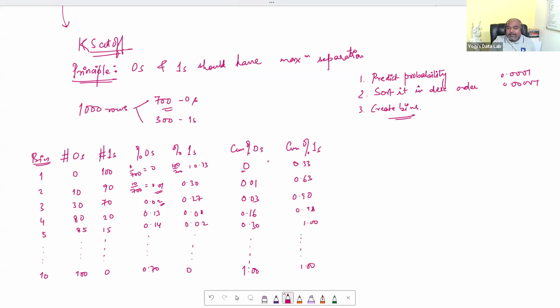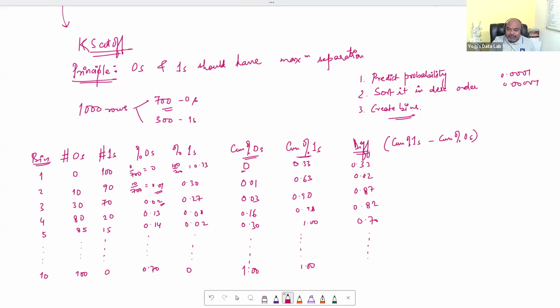Now, what I have seen here is I have got the cumulative percentage of zeros and cumulative percentage of ones. So I'll go ahead and calculate the difference. The difference is cumulative percentage of ones minus cumulative percentage of zeros. So this is 0.33. This is 0.62. This is 0.87. This will be how much? 0.82. This will be 0.70 and gradually it will go down.